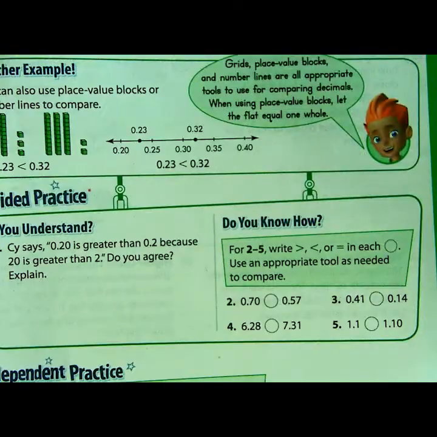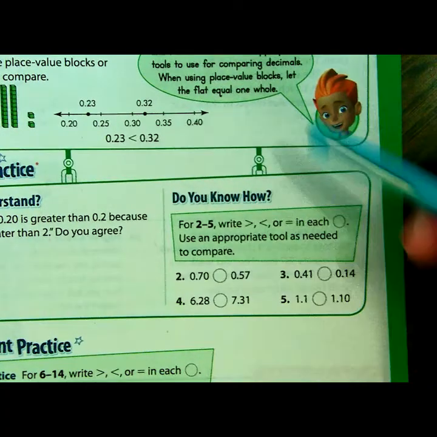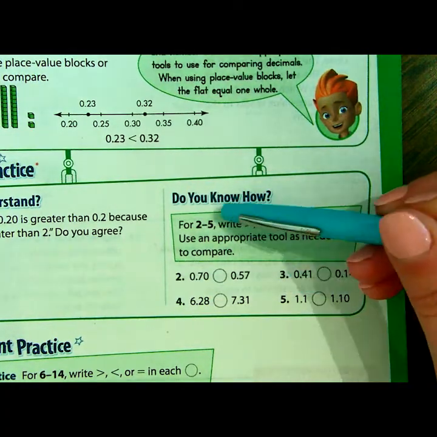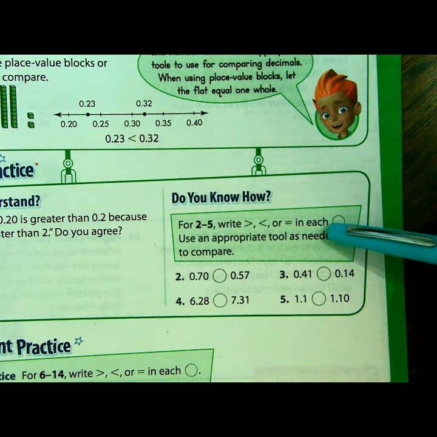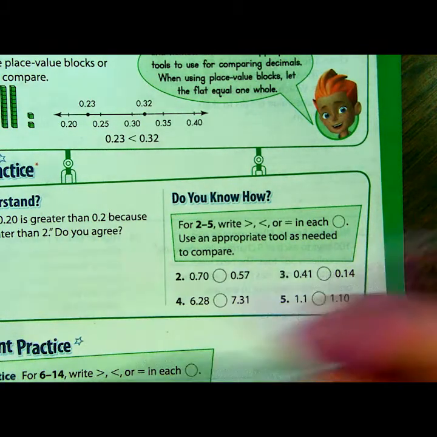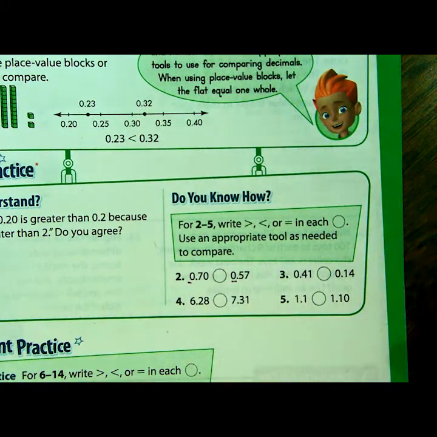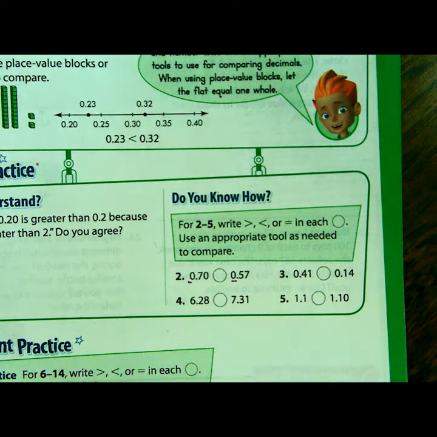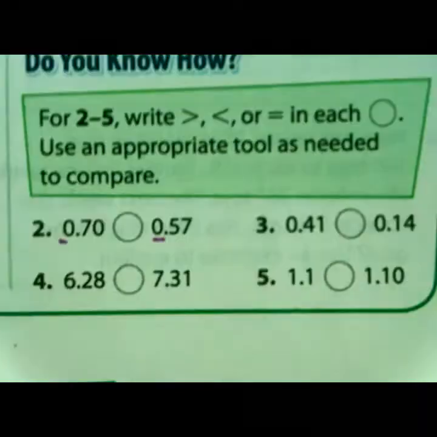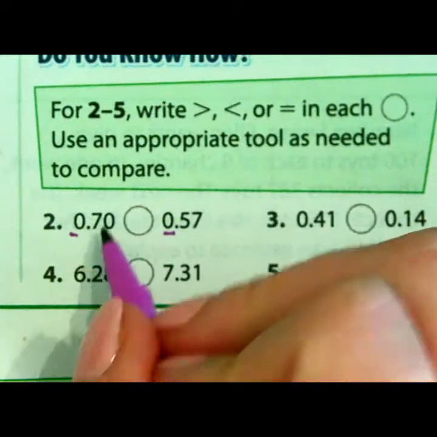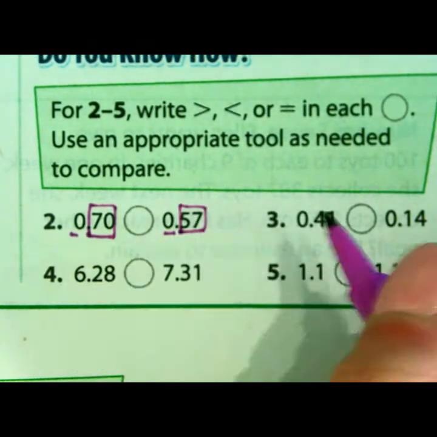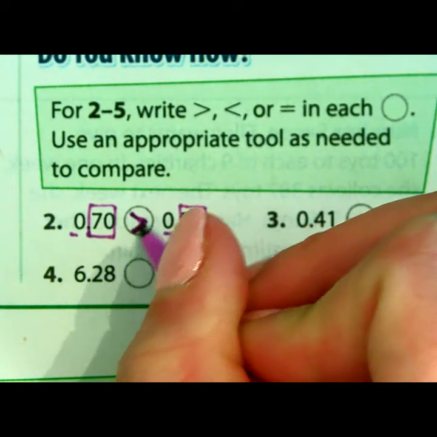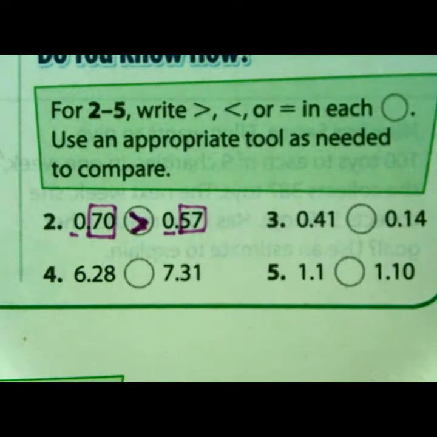Let's take a look at a couple of these problems. These are similar to the problems you'll do today. You have to, for questions 2 through 5, write either greater than, less than, or equal to in each of these circles. So let's look at the first one. Well, we don't have a whole number, so we can't compare the whole numbers. They're both zeros. So now we have to compare just the decimal. So again, think of money. Do you want 70 cents in your pocket or 57? 70 is greater. You probably want 70.